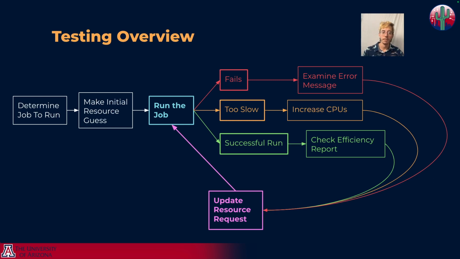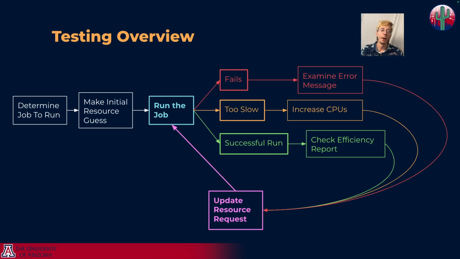So once we run the job, there are a handful of outcomes that might occur. The job might fail. If it fails, we want to examine the error message. Now, of course, there are numerous reasons that the job might fail, and it might be completely unrelated to the resource request. So, a little caveat here: if you do have a job that fails, pay attention to the error logs and make sure to update your job accordingly. This might have something to do with the resource request, or it might not.